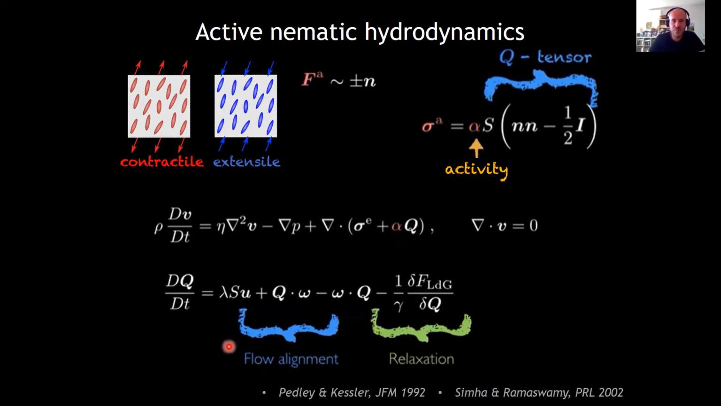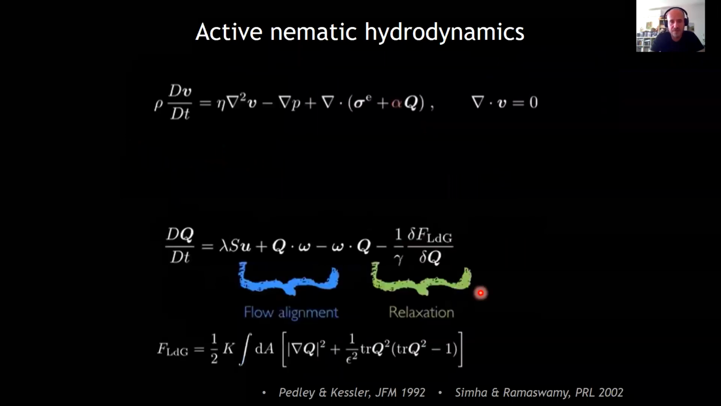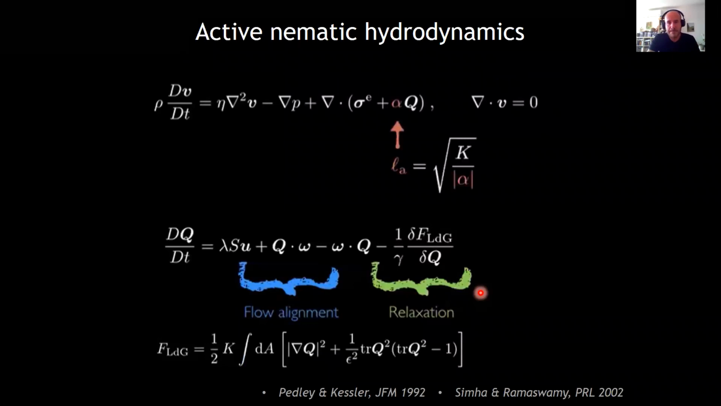and it has two parts. One is that if you shear elongated particles, they will align with the flow, and the second part is related to a free Landau-de Gennes energy, which accounts for a relaxation of the distortions. And here is the expression of the free Landau-de Gennes energy.